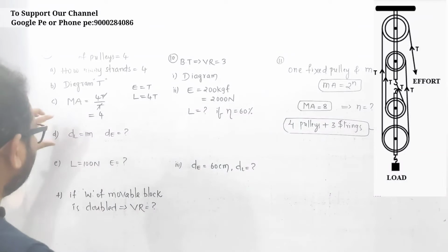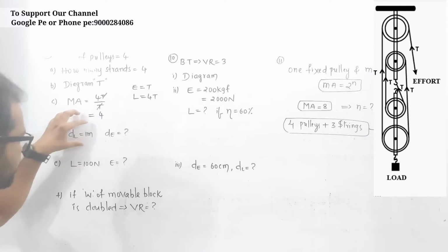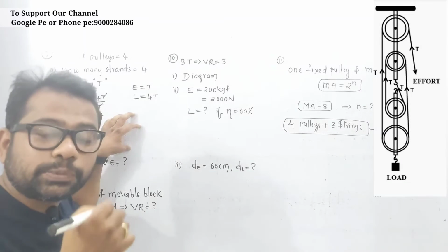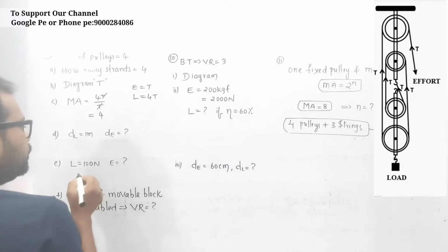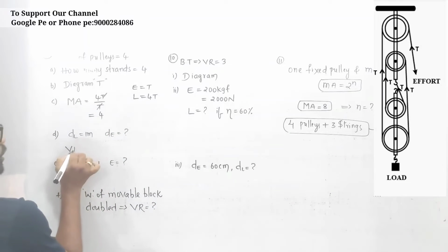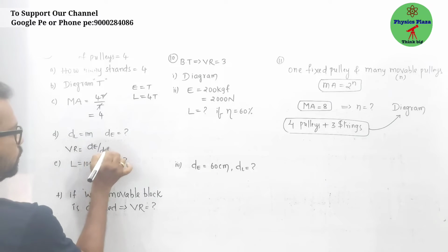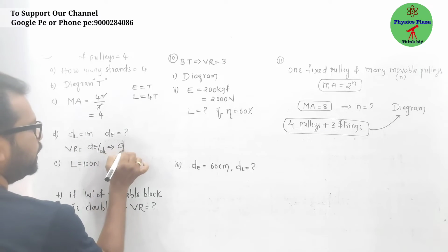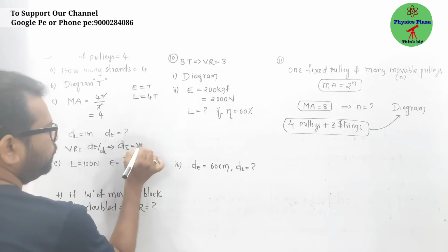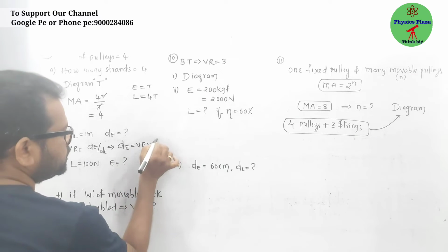So T gets cancelled and here is a 4. Okay, fine. Now if the load is displaced by 1 meter, they are asking us to find the displacement of the effort. Children, we know that velocity ratio is equal to effort displacement by load displacement. From this, effort displacement is equal to velocity ratio into load displacement.